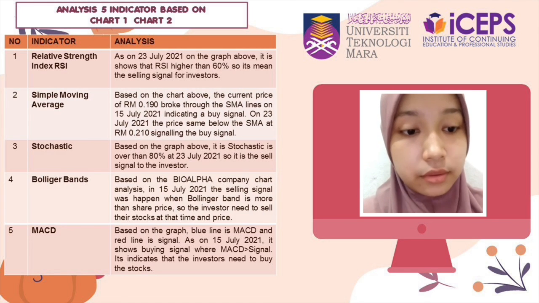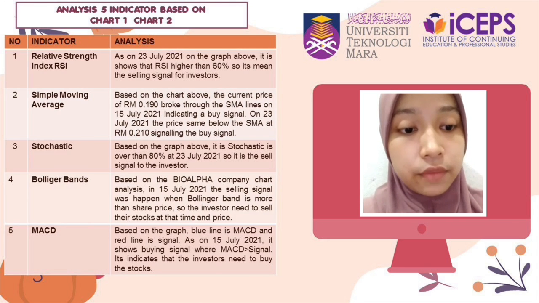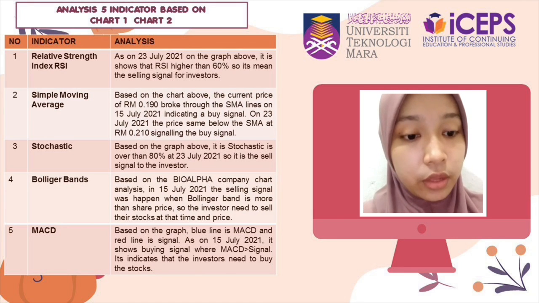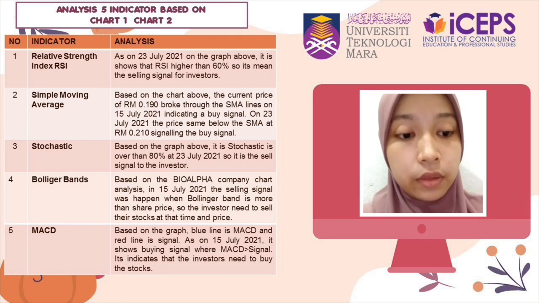Next, Bollinger Bands. Based on the chart, at 15 July 2021, the price hit the ceiling, so the investor needs to sell their stock at that time. Lastly, MACD. On 15 July 2021, it shows a buying signal where the MACD is higher than the signal line.